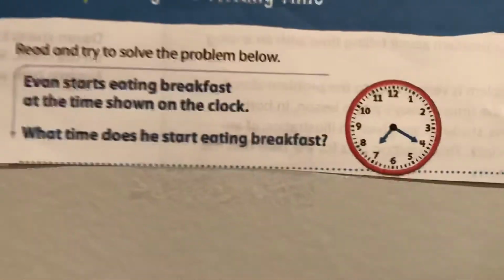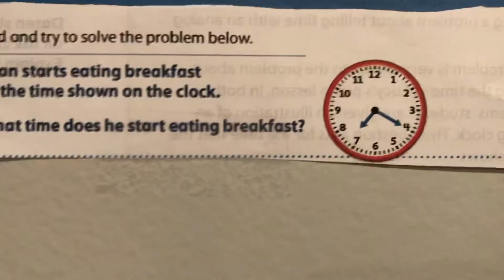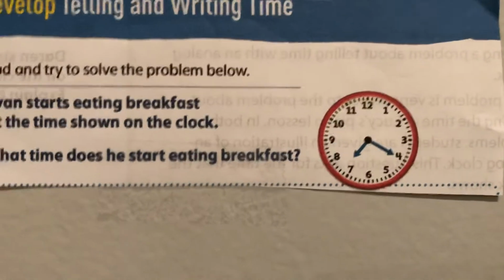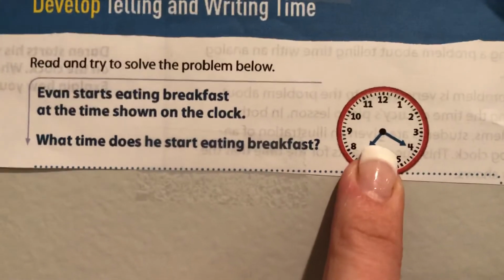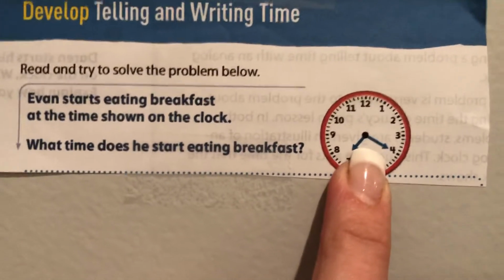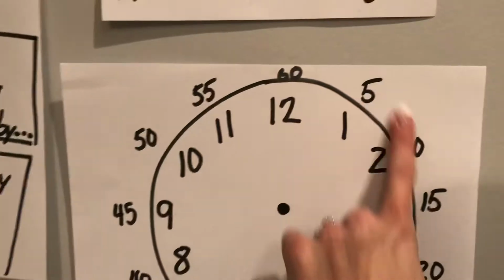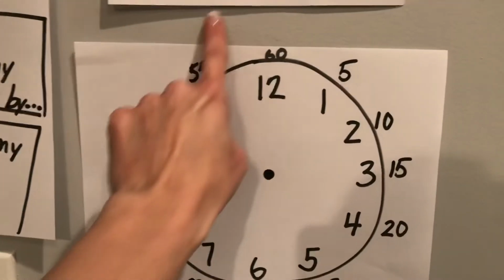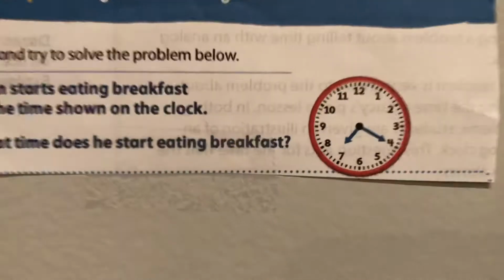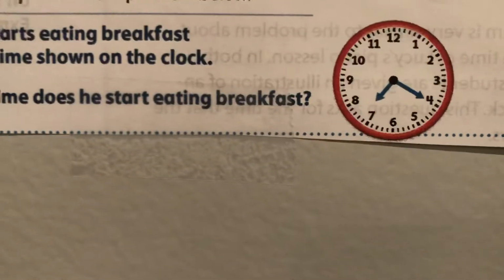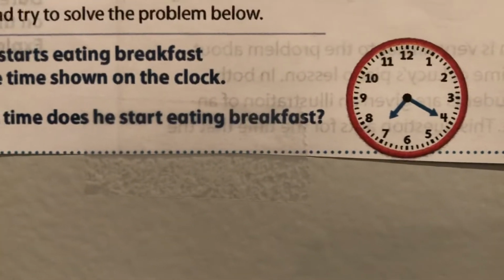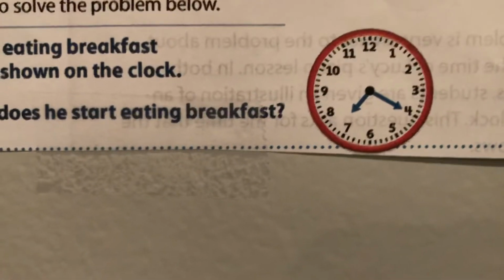But now I have to find out the minutes. Okay, and that's always a little trickier. So the first thing you need to know is that you're going to be looking at the longer hand for the minute hand, okay? And just like on this clock, if it helps you, you can write the minutes all the way around the clock, okay? So take a moment and try to figure out how many minutes it is, and then tell your partner what time it is.